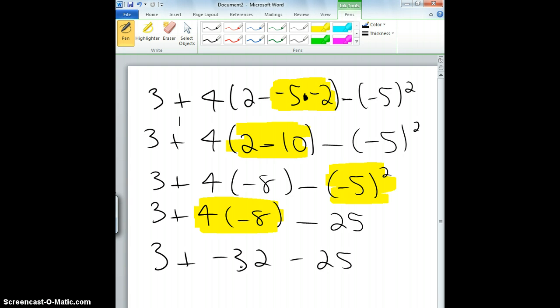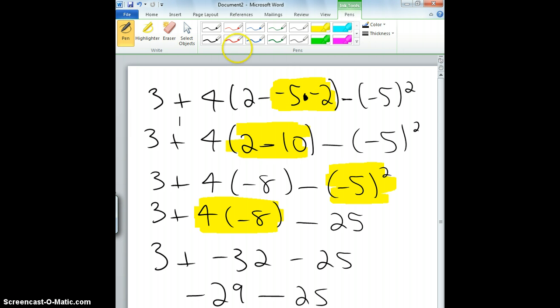All right, and then now I have add and subtract, and again, adding or subtracting, neither one's more powerful than the other. In essence, they're the same thing. So I'm just going to go left to right like I read a book. So if I owe $32 and I have 3, I would owe 29. And then debt and taking away money makes more debt, so that is what, -54.